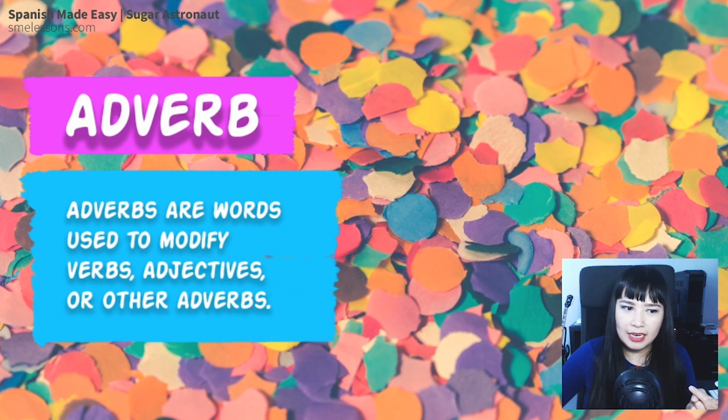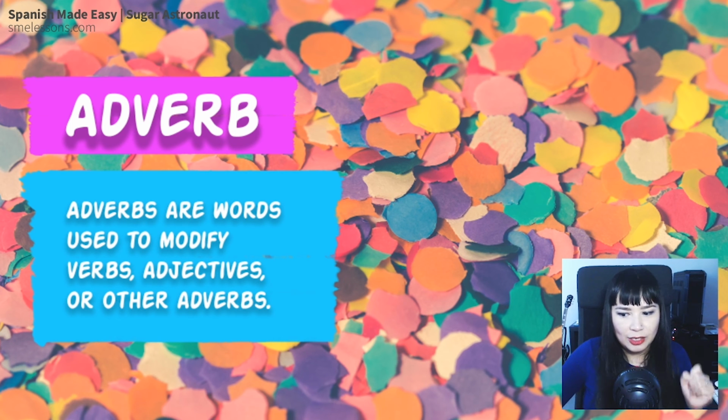The third thing you need is an adverb. I'm pretty sure you know what this is, but just in case, an adverb is a word used to modify verbs, adjectives, or other adverbs. So that's pretty easy. You need a subject, a verb, and an adverb. That's all you need to know for this Spanish sentence structure. An adverb would be something like quickly, slowly, but in Spanish, of course. We'll see some of them in a few seconds.